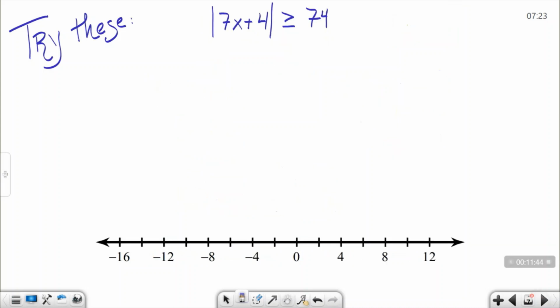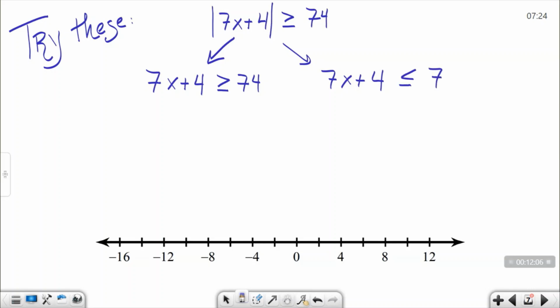Let's try another one. Try this one on your own, see how you do. All right, hopefully again, you started off doing 7x plus 4 is greater than or equal to 74, where you didn't change anything. And then you did another one where you made everything the opposite. In this case, that's keeping the 7x plus 4 and making it less than or equal to negative 74.